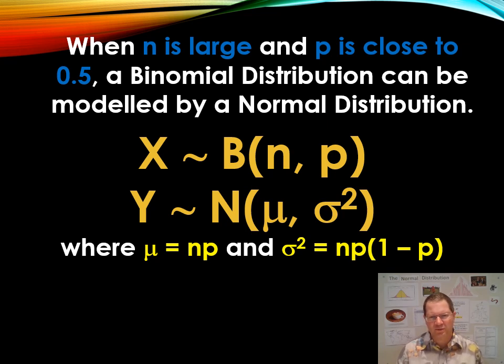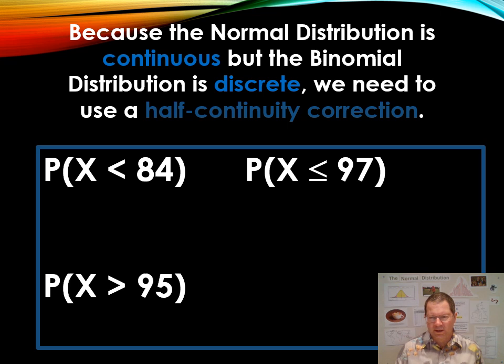So for a binomial, if X is given by a binomial distribution with n and p, and Y is our normal distribution with a mean of mu and standard deviation of sigma, then mu would equal np, because that's how you work out the mean for a binomial, and the variance would be that value np multiplied by 1 minus p.